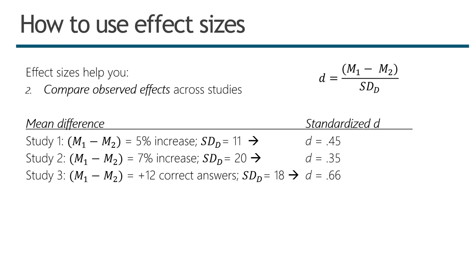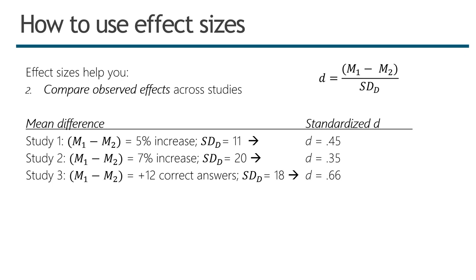I'm going to illustrate this point by talking about the 3 different studies we discussed previously. Study 1 found a 5% increase in exam scores. If we convert that 5% into a standardized D by dividing it by the standard deviation in its data, you'll find that you got a D of 0.45. That's a medium effect.